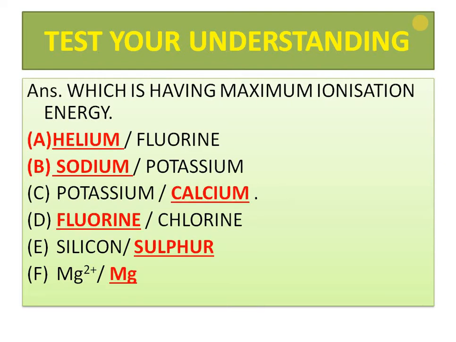Maximum ionization energy: helium; sodium, because sodium has a smaller atomic size than potassium; calcium, because calcium has a smaller atomic size than potassium; fluorine, because fluorine has a smaller atomic size. Silicon and sulfur: sulfur has the lesser atomic size. And the one having maximum ionization energy is Mg2 plus, not Mg, because Mg2 plus has fewer electrons, so the ionization energy will be more for Mg2 plus. Please make the correction accordingly. So Mg2 plus will have more ionization energy as compared to Mg.